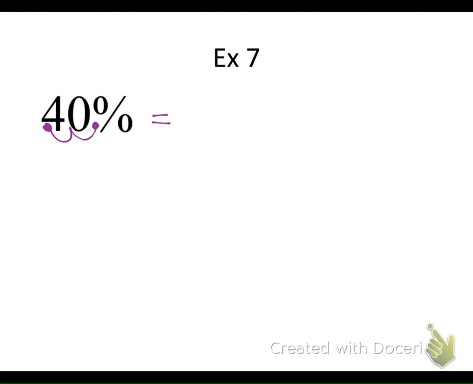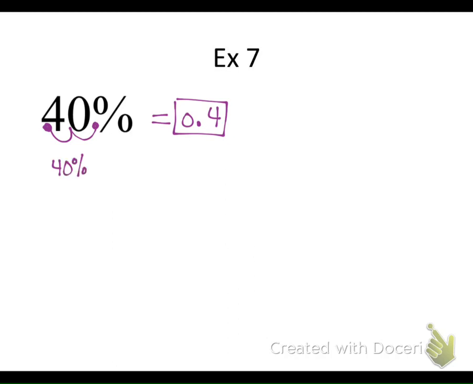So 0.4. Do I need that 0 on the back of there? You don't have to. You can. Sometimes moving the decimal point to the left can be a little confusing. So the other method that you can use is take your 40%.